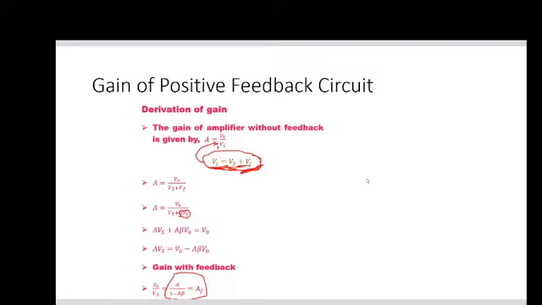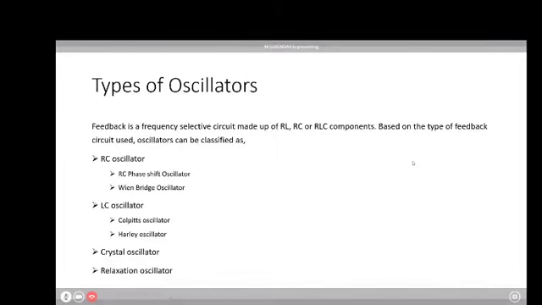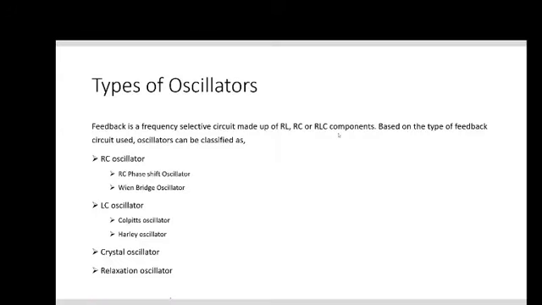Now we will discuss the types of oscillators. Basically, based on how your feedback circuit is constructed, your oscillator types are classified. Either you can design your oscillator with RL, RC, or RLC components, combining all the three components, or L and C components. The oscillators can be classified as RC oscillator, LC oscillator, crystal oscillator, which we will discuss later, and the relaxation oscillator.